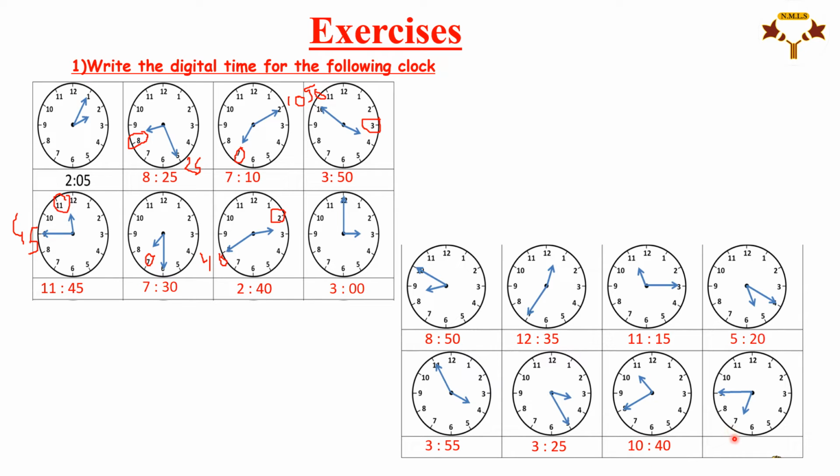The last one. Here we have short hand between 6 and 7, I will take the smallest, then I will take 6. And long hand at 9, this means 45 minutes. Then the time will be 6 and 45 minutes.